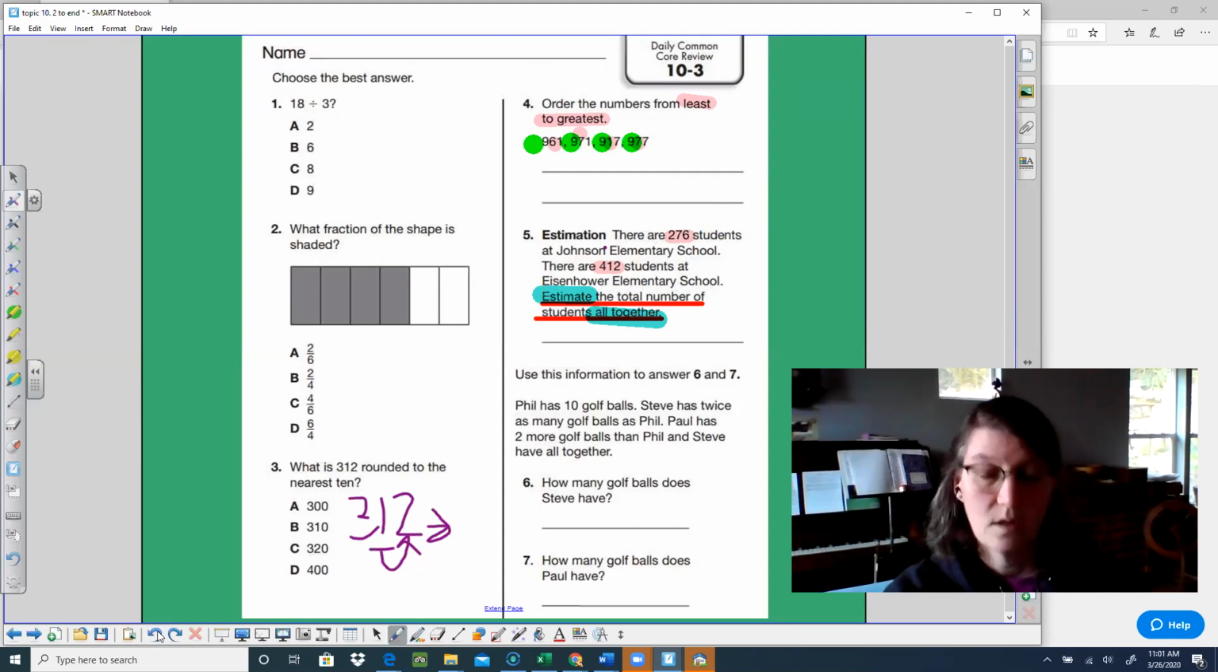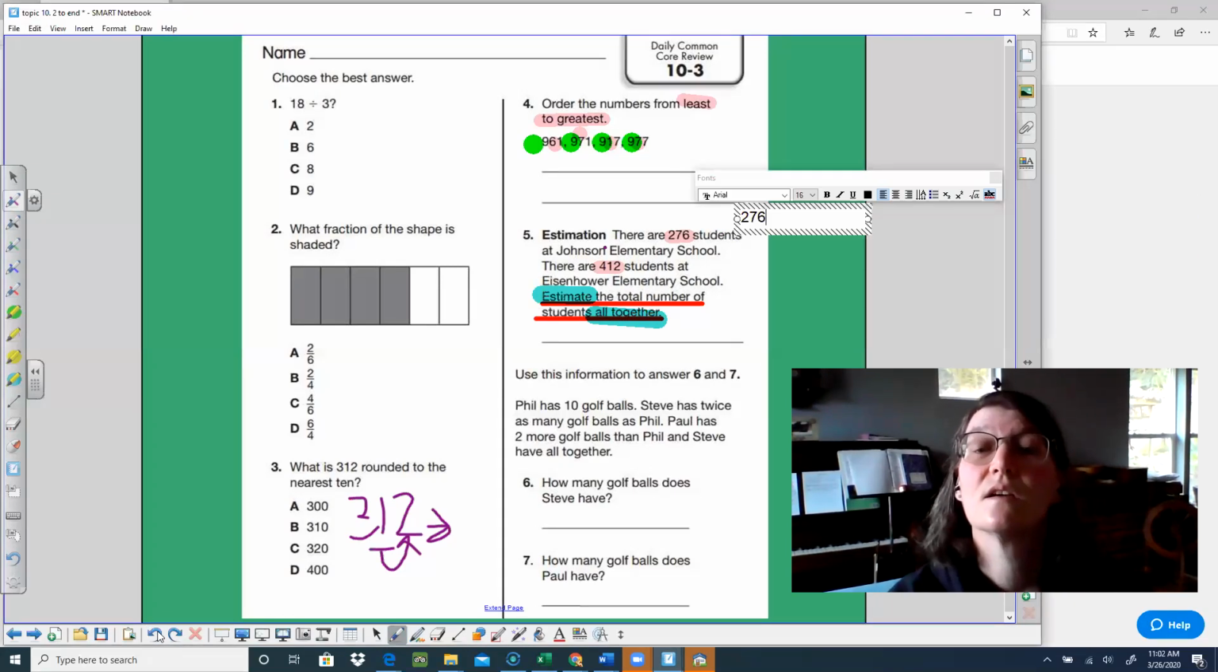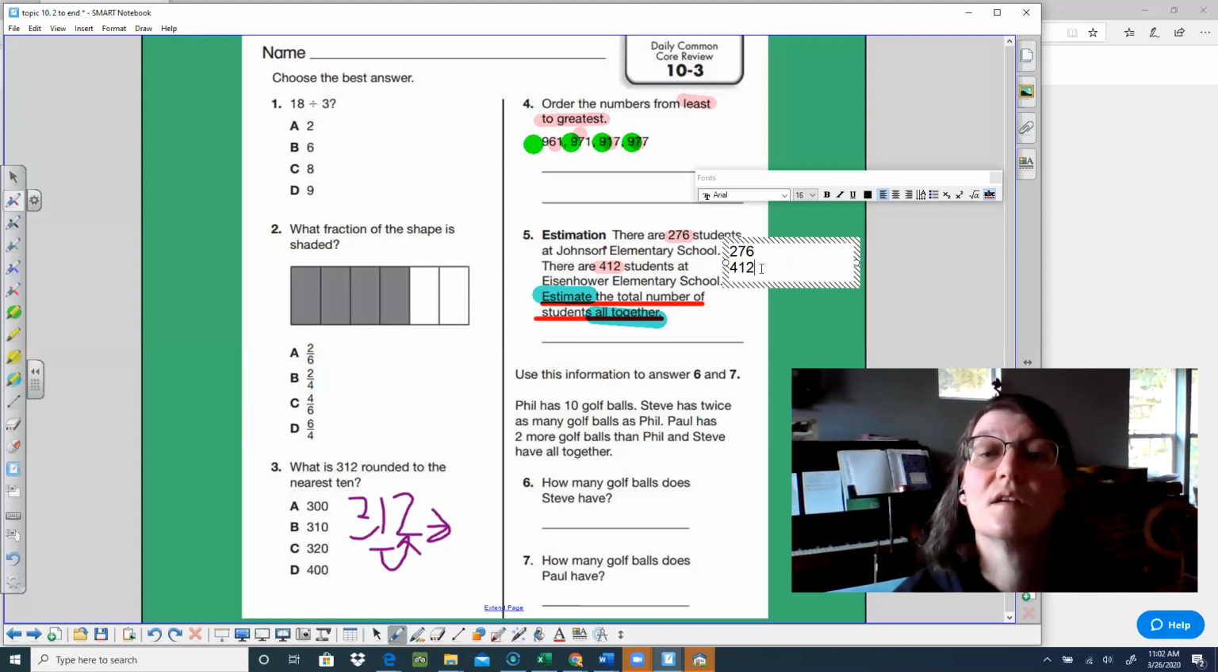Okay. I'm going to type it. So 276, and I want to round that. And then 412, and I also want to round that. Okay, let me move this a little bit. I'm going to make them both bigger. Okay, let's try 26. Oh, that's nice and big.